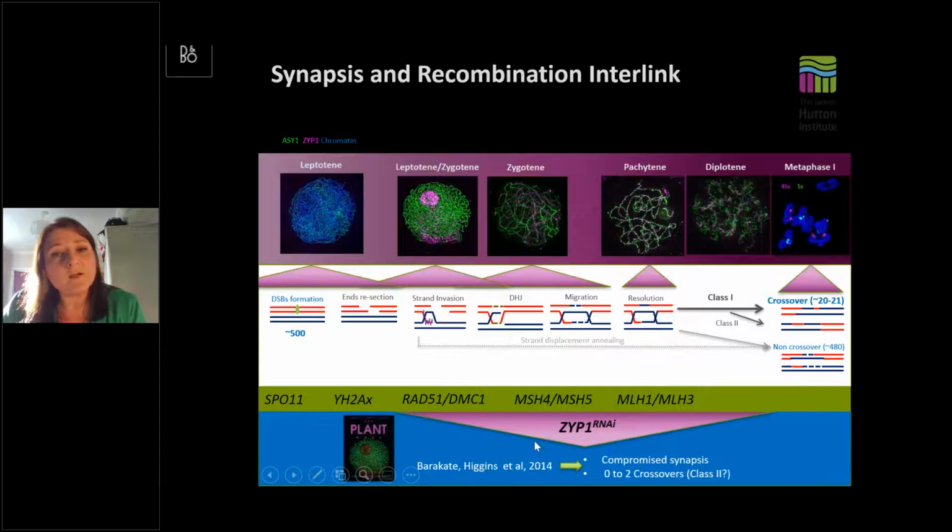One of the examples of the interlinking between synapsis and recombination is, for example, the ZIP1 study that we published a few years ago. ZIP1, if you remember, you must be familiar with it by now, is the magenta protein that I keep on showing you since the beginning of the talk. And if you remove it, you reduce the crossover number very, very dramatically. You have almost none to maybe a couple of crossovers left, because basically the chromosomes are not close enough to allow the recombination process to happen.